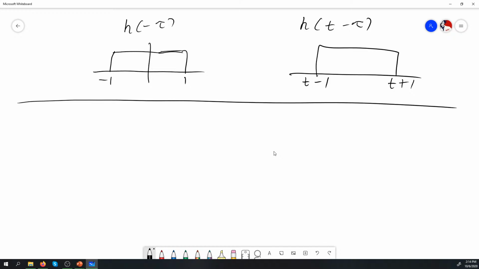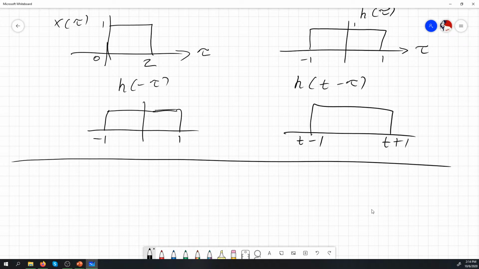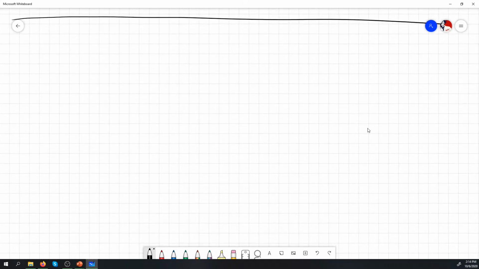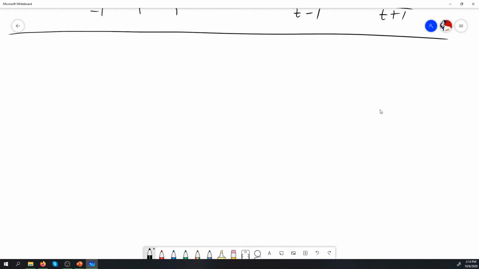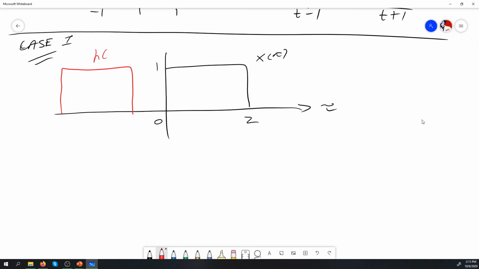So now that we actually have our x of tau signal and our h of t minus tau signal, we can start conducting our convolution evaluations for each one of these cases. So let's start with case 1. And we'll draw axes here accordingly. So our x of tau signal here, and then we have our h of t minus tau signal here.